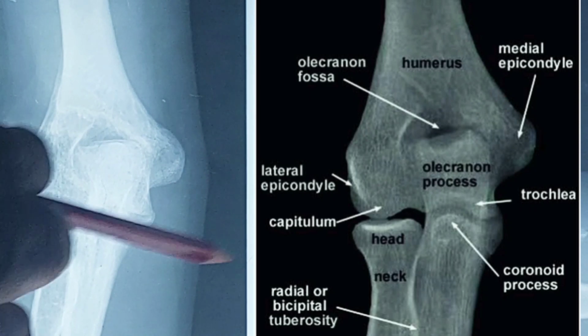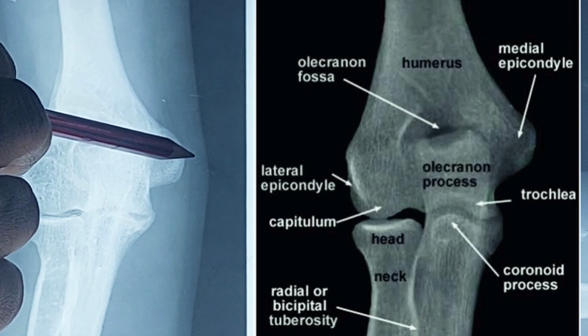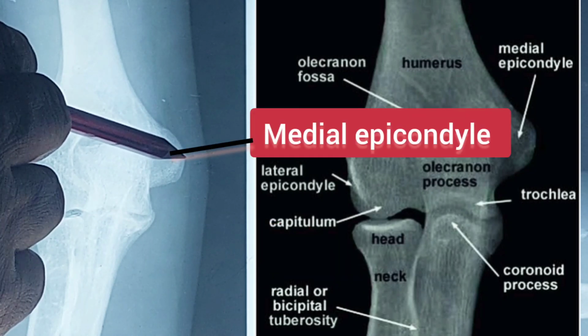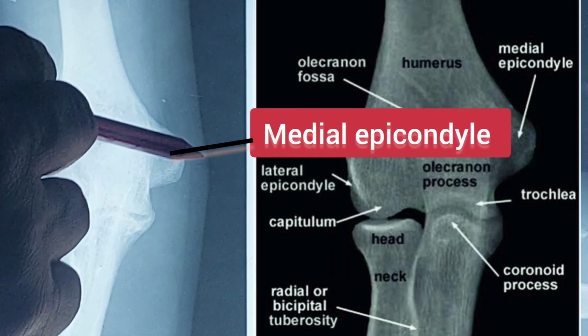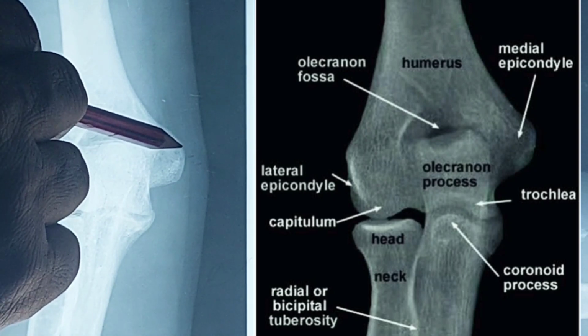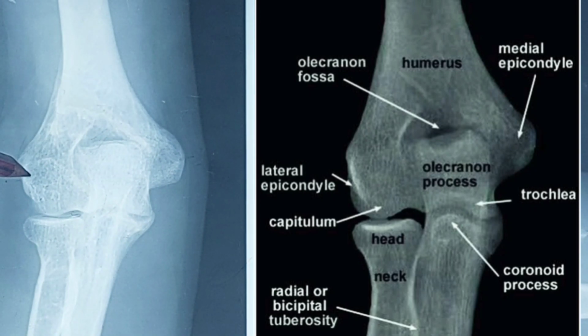And I was telling you the important landmarks are the epicondyles. The two epicondyles: one is the lateral epicondyle, one is the medial epicondyle here. So the whole thing is the condyle, but the projected part is the epicondyle. The medial epicondyle is more prominent than the lateral epicondyle.